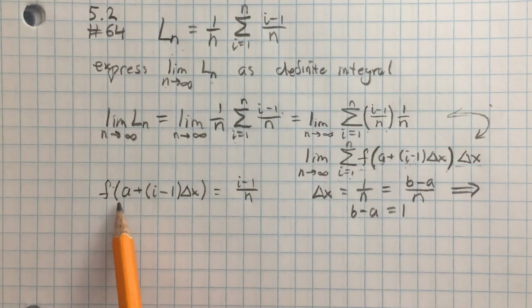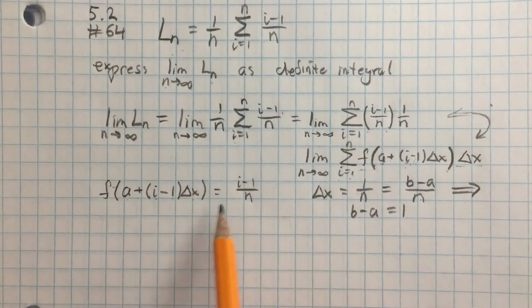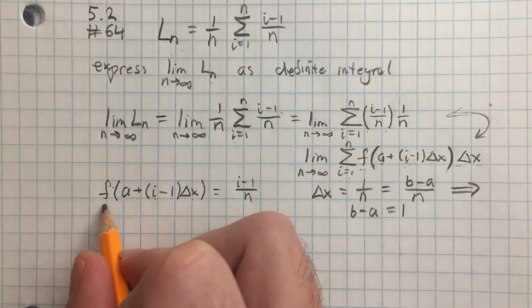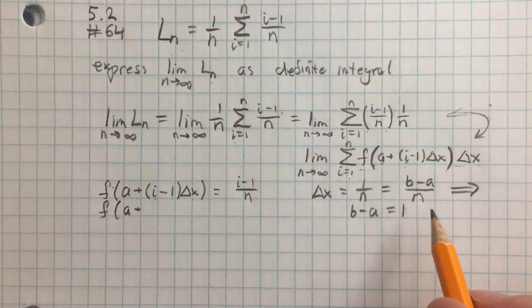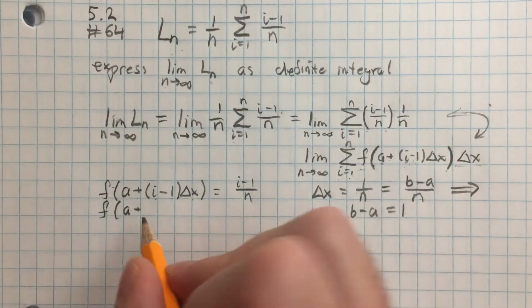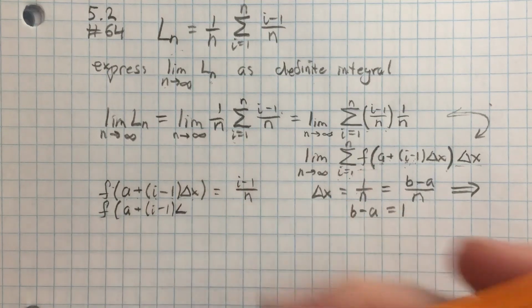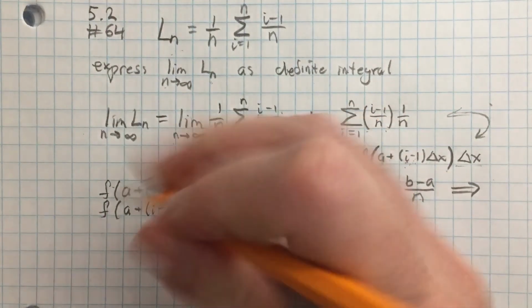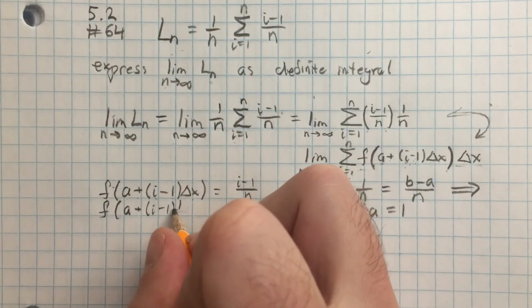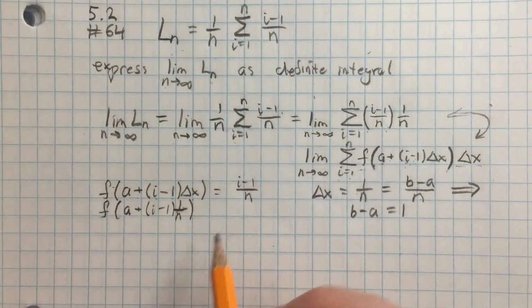And over here, I see a plus (i minus 1) delta x. Now I know delta x is 1 on n, or at least that's my supposition. We'll see if it works or not. So therefore, this is the same as saying f of something. Again, I don't know this initial point in our interval yet, which will play a role over here as well. I don't know it yet. And I want to write 1 on n for delta x now, because we're pretty confident that's what it is from the structure. 1 on n. Okay. That's inside the function there.